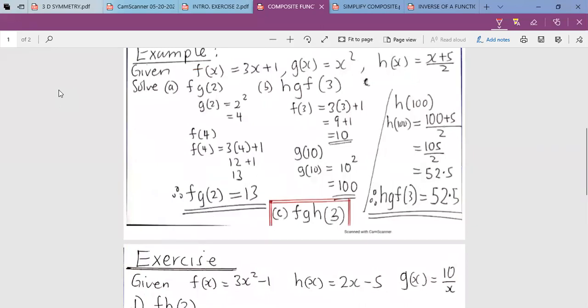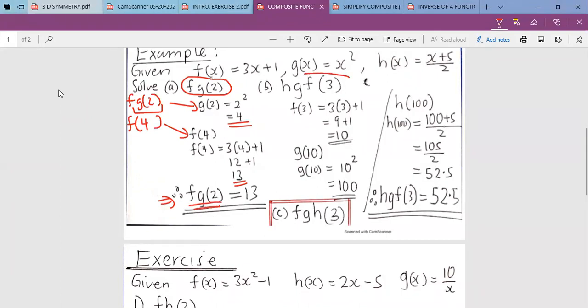Question one here. We are given fg of 2. So because we are given fg of 2, x is 2. So first of all, we need to solve g, right? Then when we solve g, we get the answer for g is 4. So after getting the answer for g is 4, this answer becomes the bracket for the next one. Then after we solve the second one, we get 13. Finally, this becomes now the answer for the question. So fg of 2 is 13.